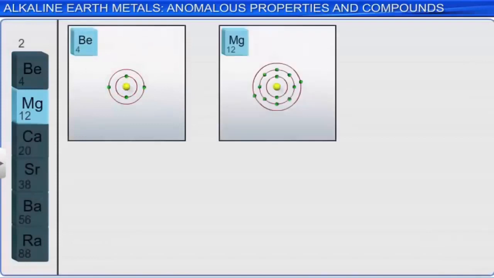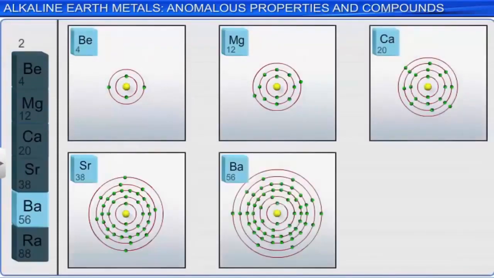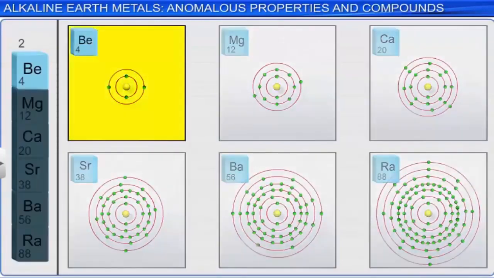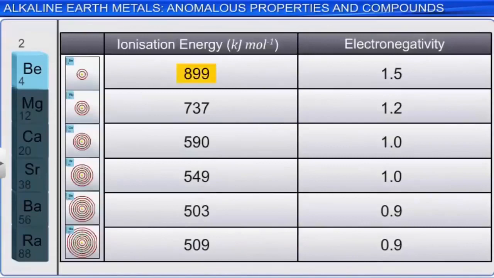This is due to the exceptionally small atomic and ionic radii observed for beryllium, as well as its high ionization energy and electronegativity compared to the other group 2 metals.